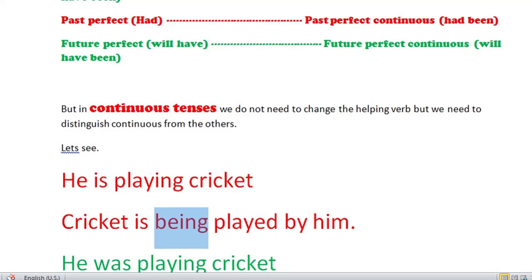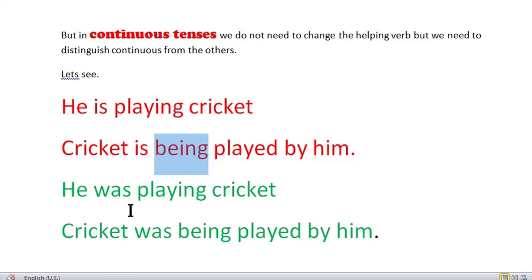Let's take another example. Past continuous tense. He was playing cricket. The helping verb will be the same, but if it's singular or plural, it will change. The next sentence is past continuous. So the helping verb.